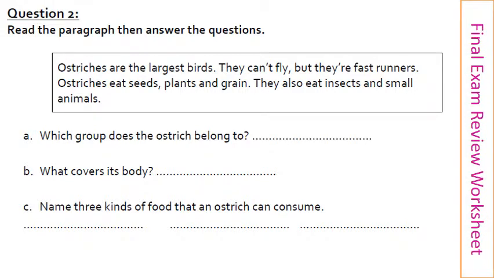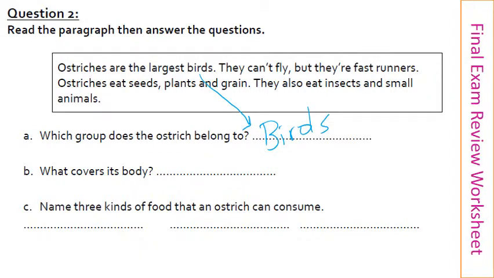Question 2, read the paragraph, then answer the questions. Ostriches are the largest birds. They can't fly, but they are fast runners. Ostriches eat seeds, plants, and grain. They also eat insects and small animals. Which group does the ostrich belong to? The ostrich is a bird, so it's the birds group.